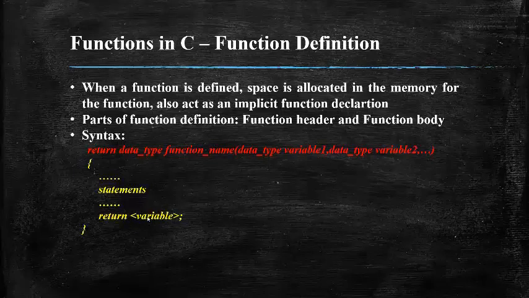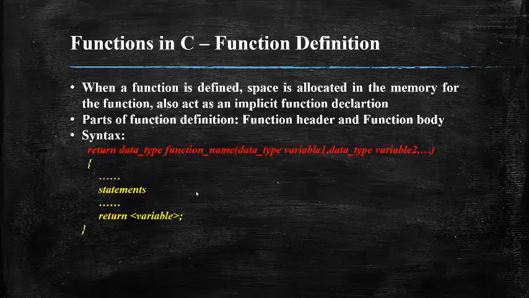Okay, so this we will again discuss with some live examples. But just note down what is the syntax of the function definition. Whenever I repeat, your function is being defined, it means that a memory space will be allotted in the memory for that particular function. So basically your function definition will have two parts: one is the function header and the other one is the body of the function.